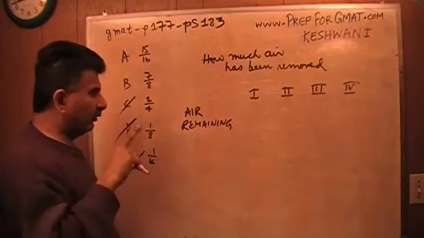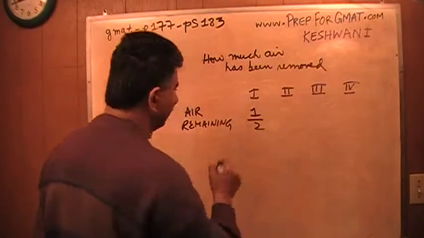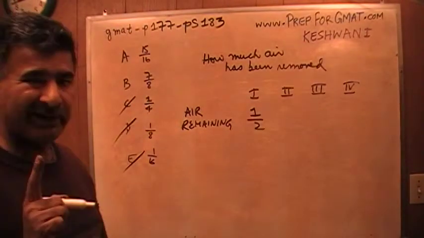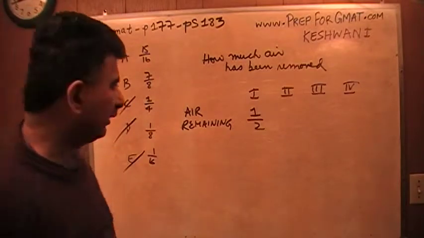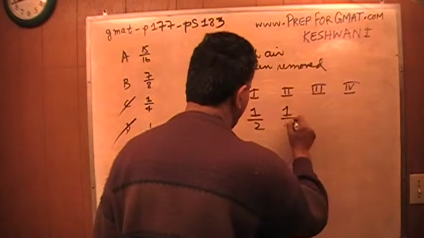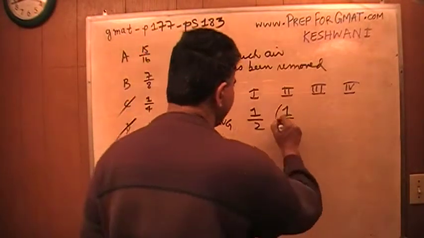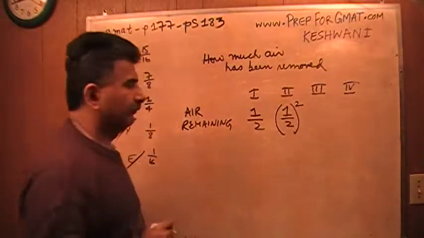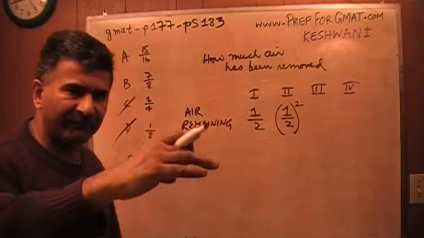After I do the first stroke, the amount of air that is remaining in the tank is 1/2 of the original. After I do the second stroke, I take out half of that amount. Half of half is 1/4, which is basically half squared. Half times half is 1/4, because I'm going to take out half of the half that was there.